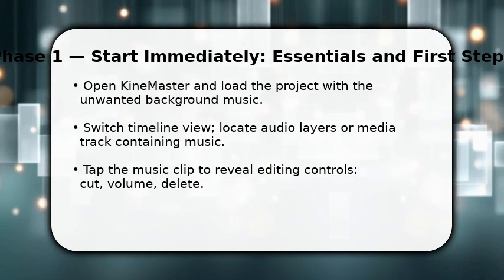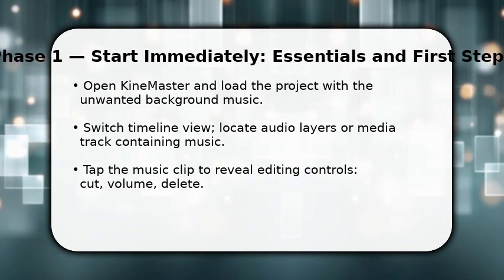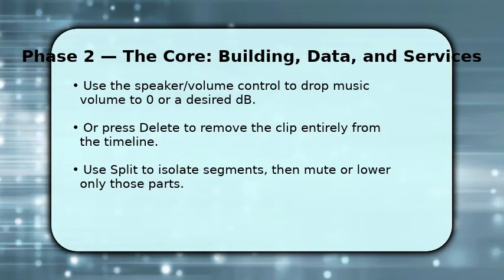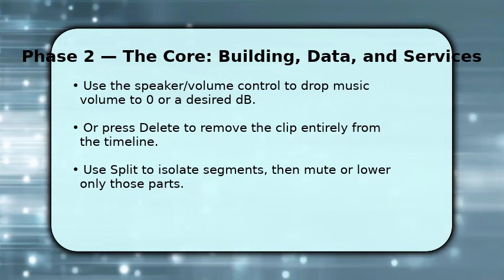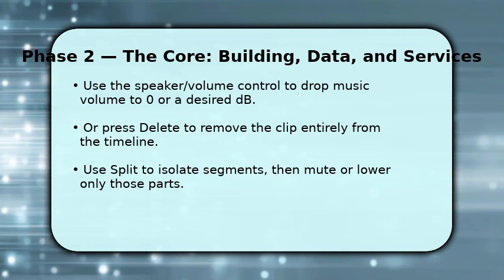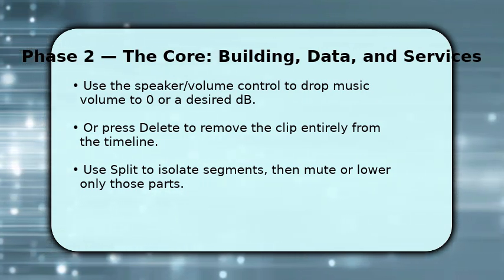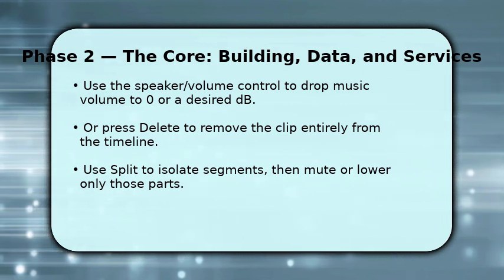You do this now so that the next actions, mute, lower volume, or remove, act only on the music, not your main audio. Once the music clip is selected, you have 3 practical options: mute, reduce, or remove. Tap the volume icon and drag the slider to 0 to silence the track, or lower it to blend with voice. If you want it gone, hit delete. That permanently removes the clip from the timeline.